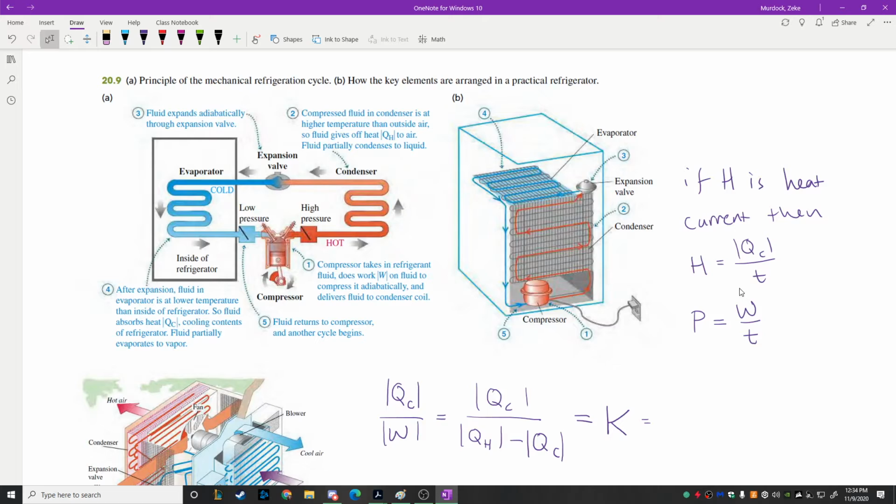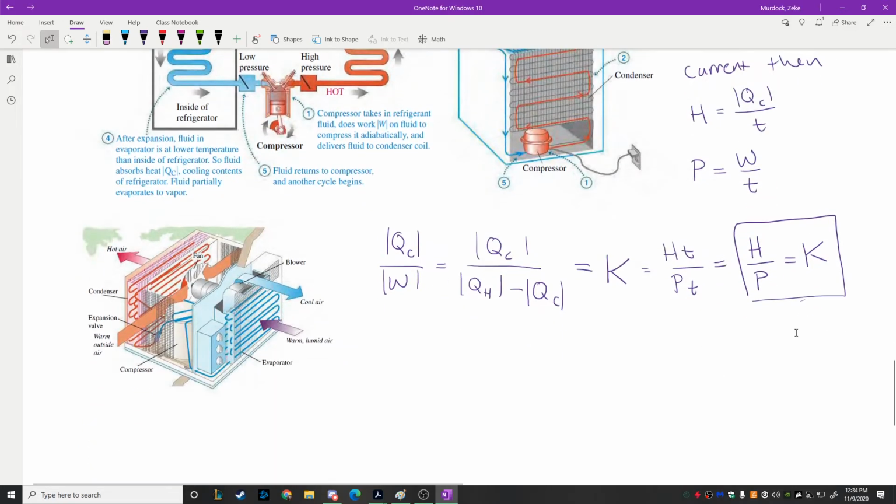Then we can rewrite this K here in the following sense. QC would be equal to H times T, and the work would be equal to power times time. So this would be equal to the heat current divided by the power. That would also give you a way to describe what the performance coefficient is. And this is relevant because these other two quantities are more what we care about. It's the rate at which it occurs that really matters, right?